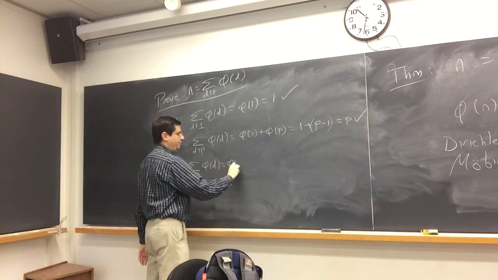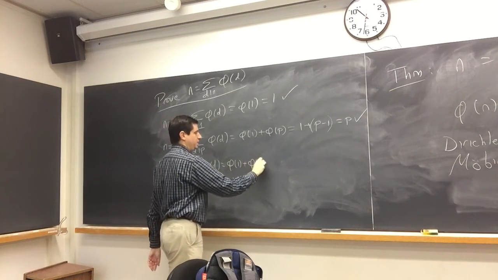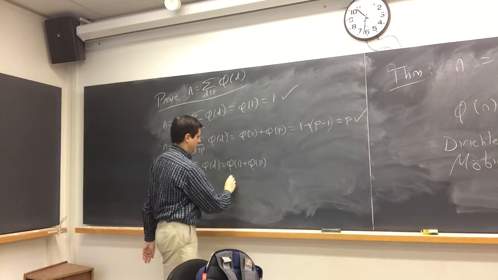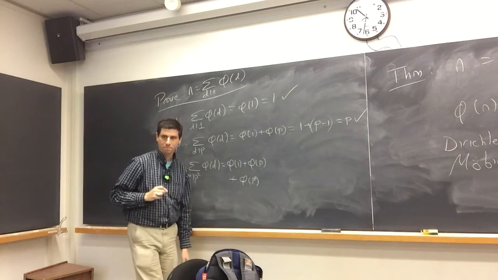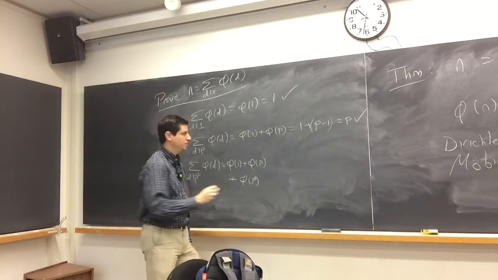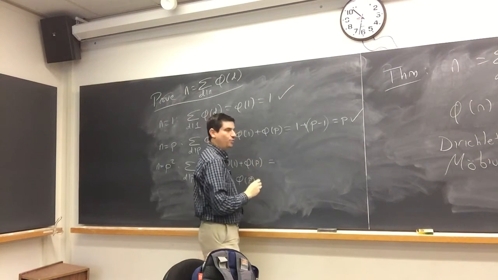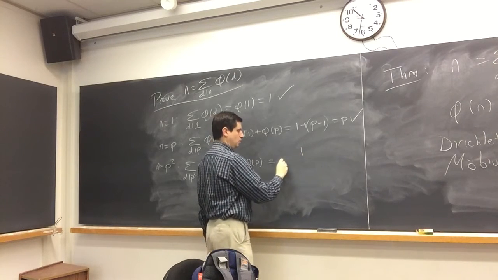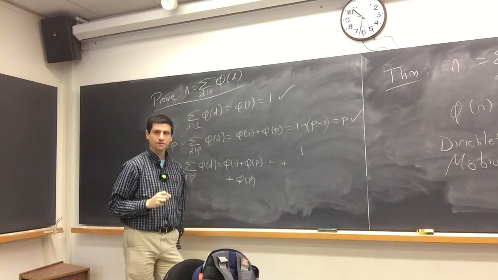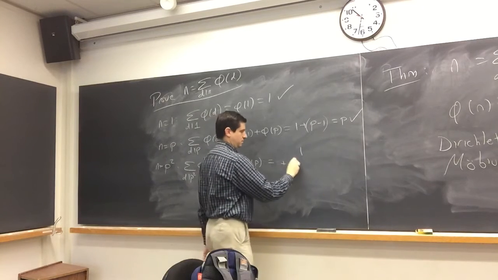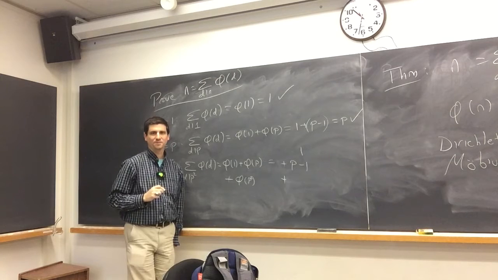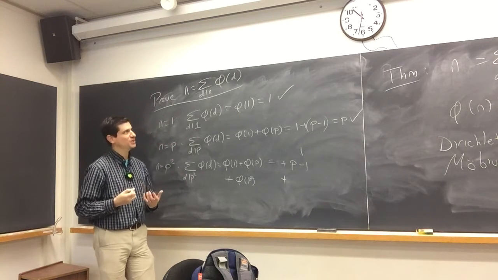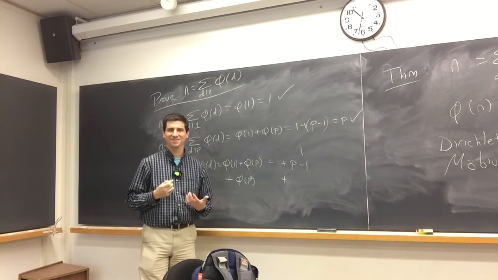So we get phi of 1 plus phi of p plus phi of p squared. And I'm trying to write it in a very illuminating way. So what's phi of 1? What's phi of p? What's phi of p squared? We have two ways of saying what phi of p squared is. One way is helpful, one way is not.